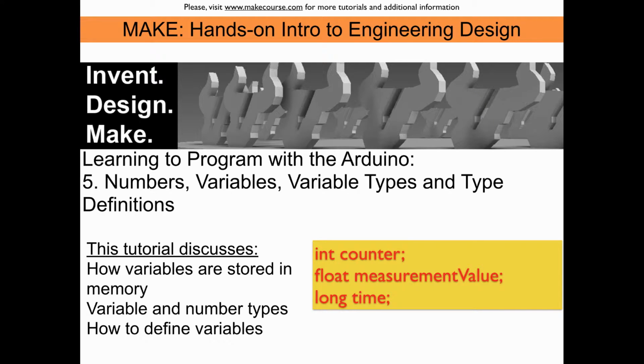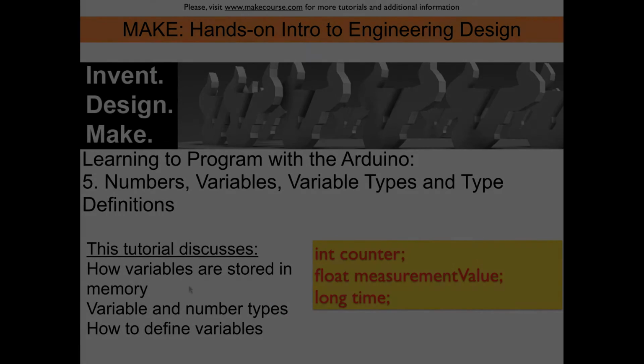In this tutorial we will discuss numbers, variables, variable types and type definitions. So we'll look into these statements that you find in C++ code like int counter, float measurement value, etc. We will examine how variables are stored in memory and we will discuss the different variable and number types.